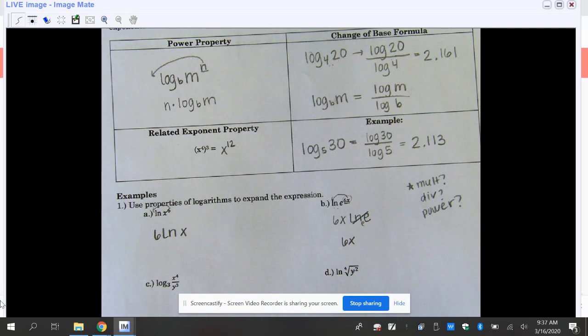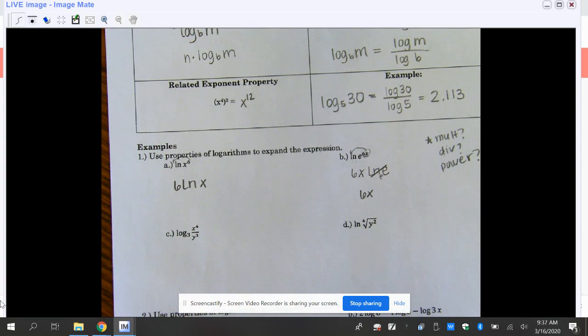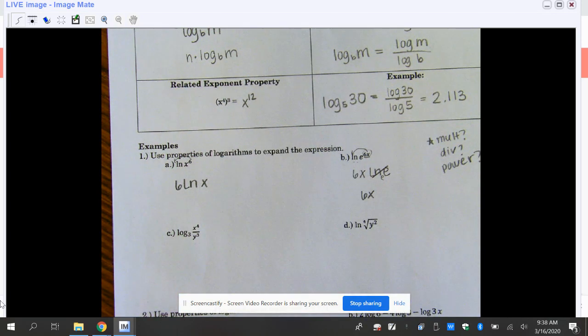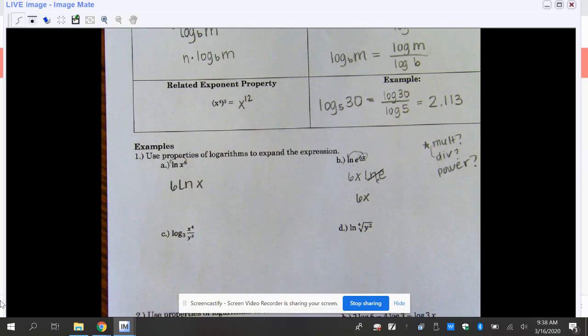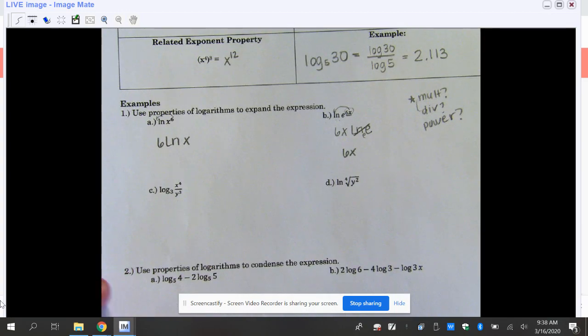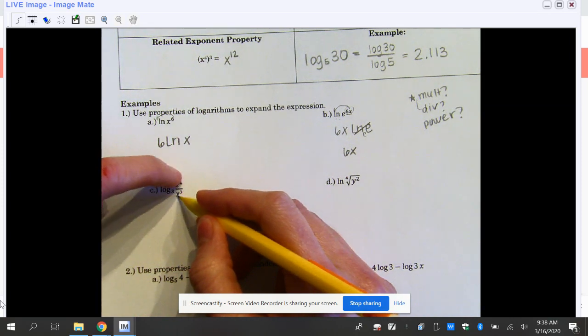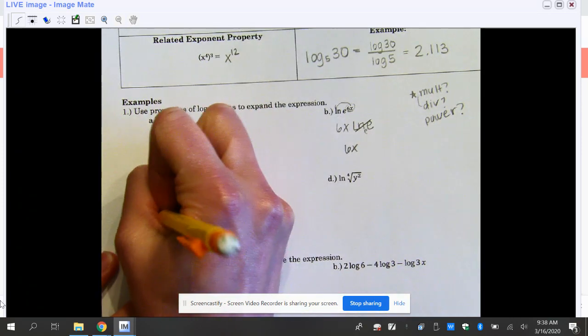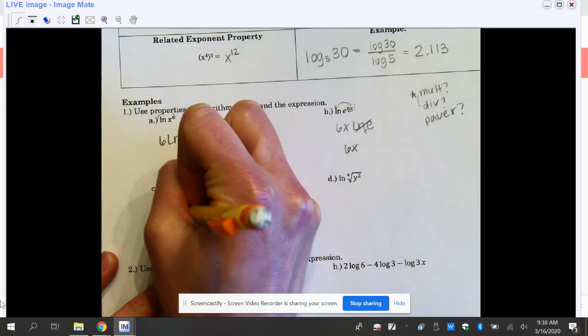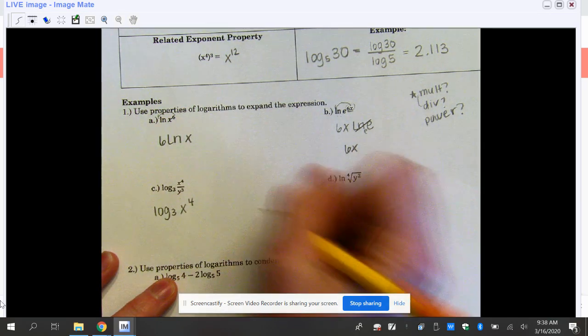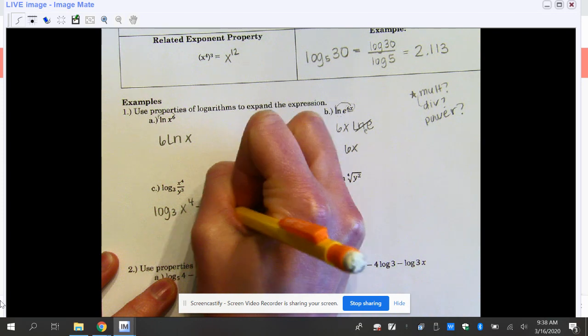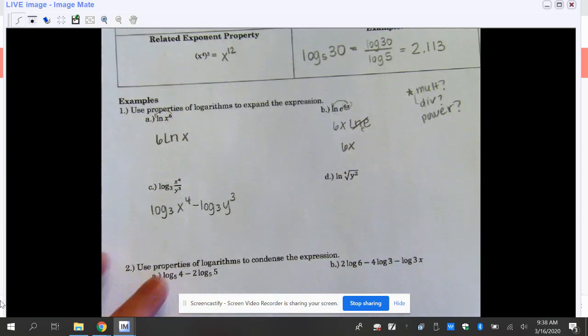All right, so now here I see something a little bit different. I see some dividing and some powers. So we always take apart the multiplying and dividing first, unless you're raising that whole product to a power, which I may add an example of to show you what I'm talking about here. So the first thing we're going to do is separate the numerator and denominator through the quotient property. So log base 3 of x to the 4th minus log base 3 of y to the 3rd.